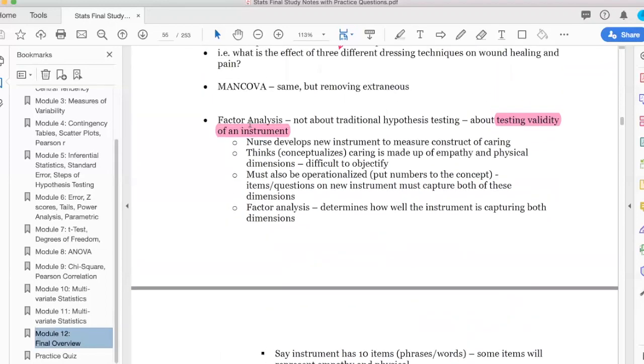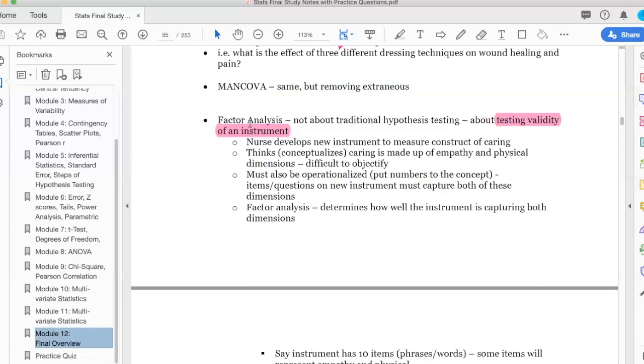A factor analysis is a study that you do that isn't necessarily about testing a hypothesis. It tests the validity of an instrument. So some of you wrote about this in your paper. We talked about measuring confidence to advocate for patients on a scale from, I think it was 0 to 25 or whatever. Well, what instrument did they use? And is that instrument valid? Is it reliable?